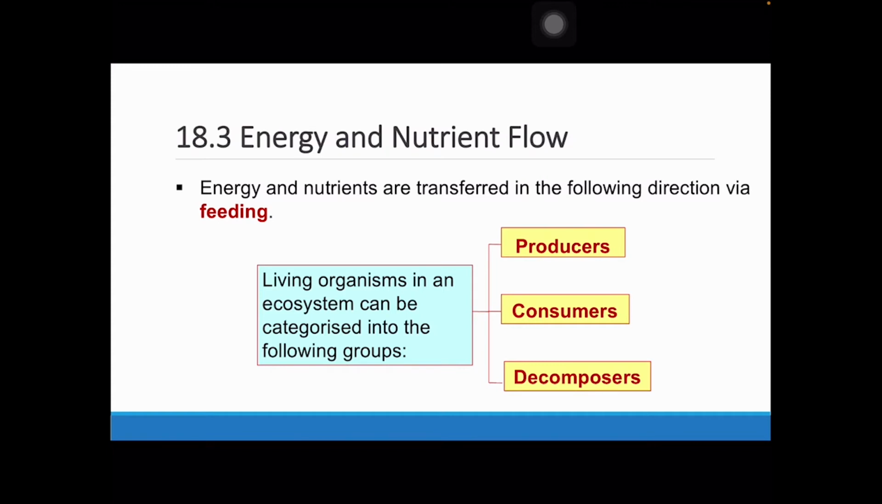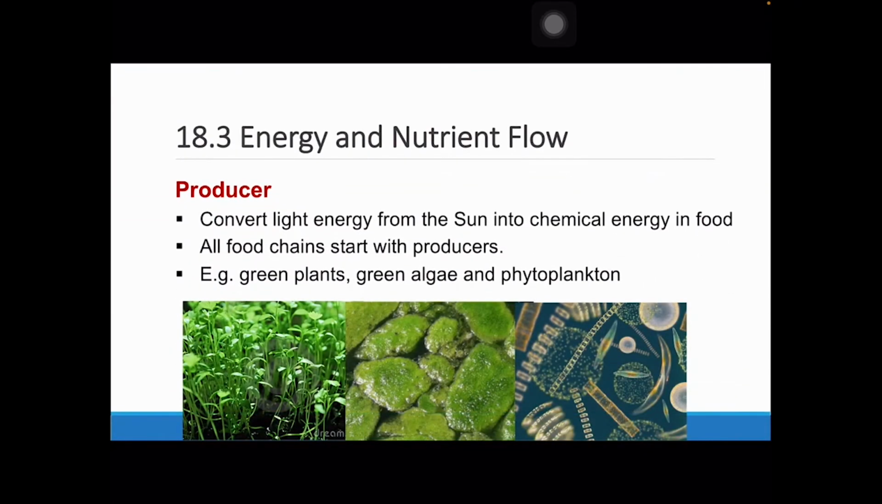So there are actually three types of organisms that we can classify in the ecosystem. You can classify them as a producer, a consumer, or a decomposer. So let's talk about each of them and how they work. For producers, what they do is convert light energy from the sun into chemical energy by the process of photosynthesis.